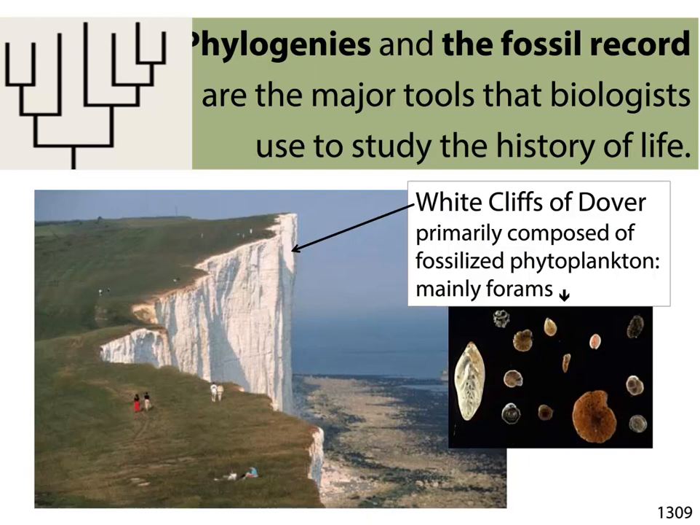A lot of these fossils are really all over the place. One great example are the White Cliffs of Dover. These cliffs, by the way, are primarily composed of fossilized phytoplankton. These are called forams. These forams are incredibly interesting. They come in all sorts of different shapes and sizes, and they can tell us a lot about the time that they happen to exist just based on the fossils that we have of them.